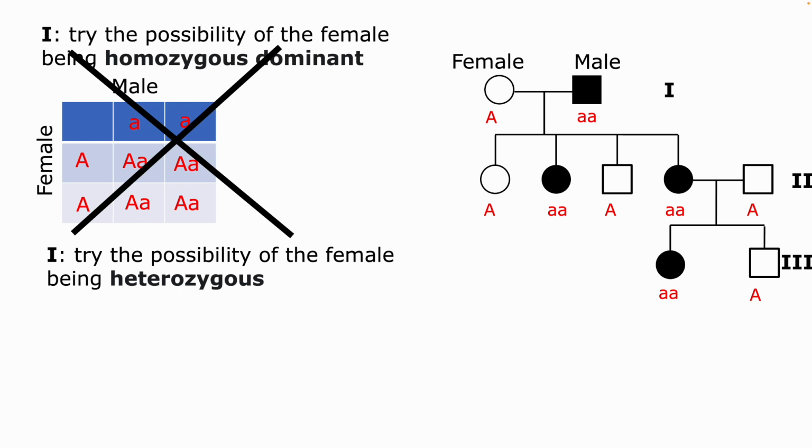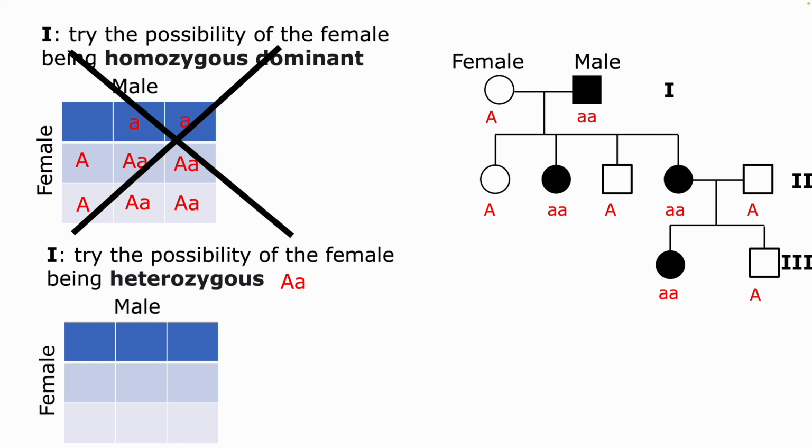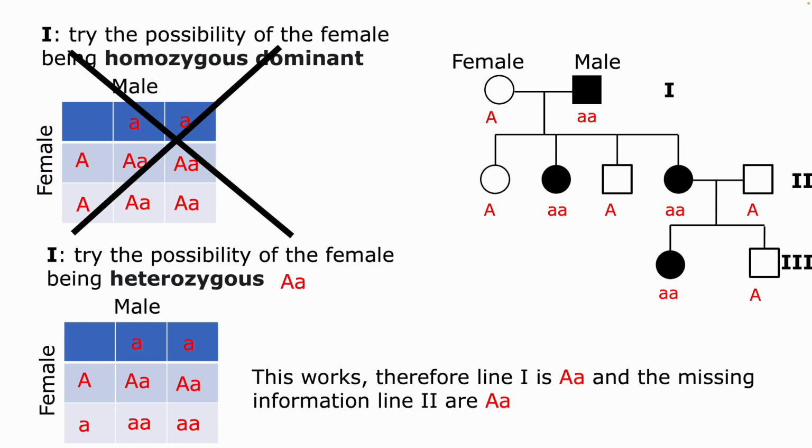Next, try the possibility of the female in row 1 being heterozygous. Construct a Punnett square using this assumption, and we will see that the offspring from this combination match what we are given in the pedigree chart. Some are showing the recessive trait and some are showing the dominant trait. We can now fill in the missing information.